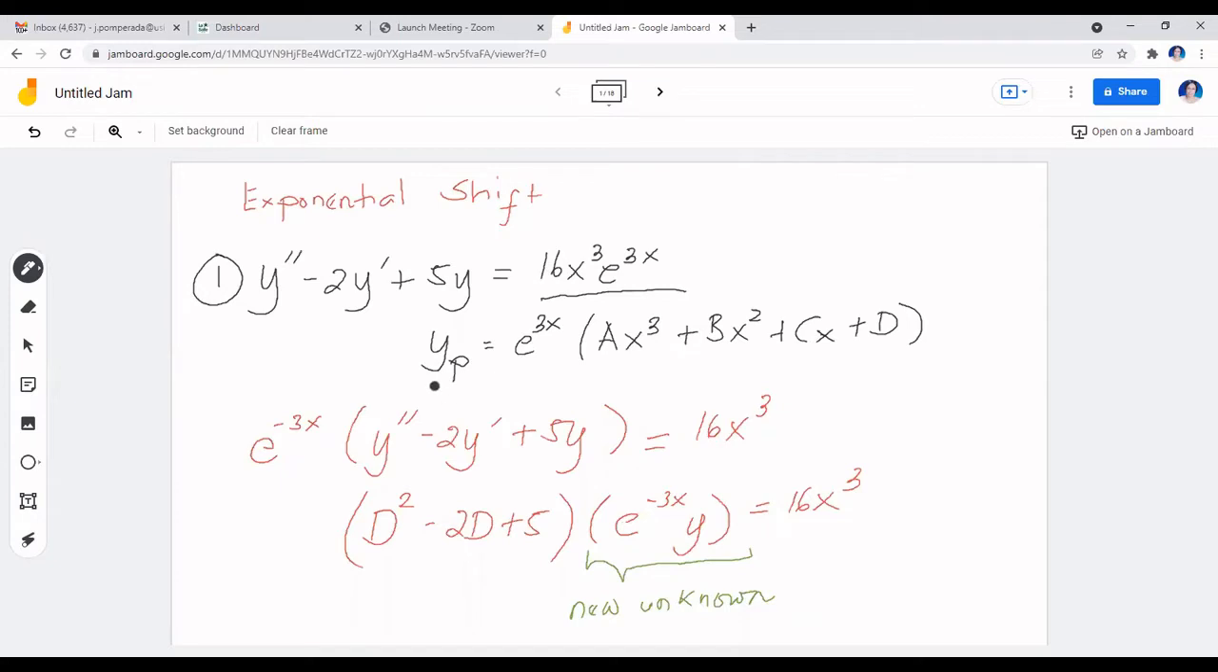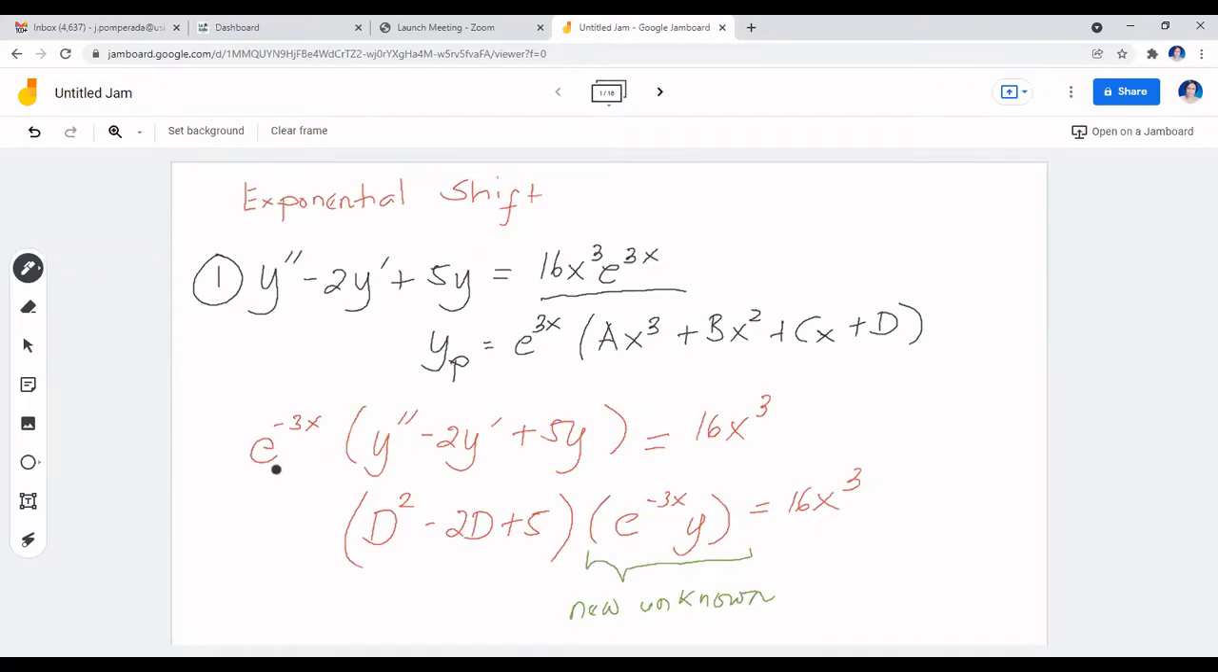So this is how we write the form of our particular solution, but this is not how we're going to process this DE this afternoon. We're going to use exponential shift. And from the term exponential shift, we're going to transfer the location of this exponential function here on the right to the left. So we will divide our DE here by e raised to 3x.